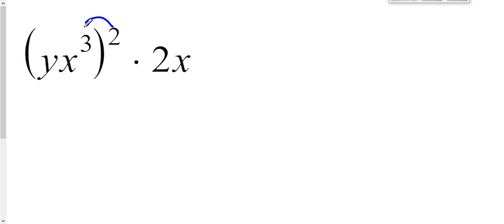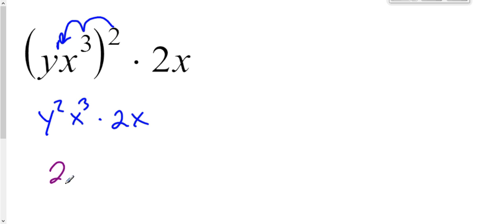Power rule goes before any of the other rules because parentheses before anything else. So we get y squared x to the 3rd times 2 times x. Nothing multiplies the 2. The x's combine to give us x to the 4th. Nothing combines with the y's. And we get our answer, 2 x to the 4th y squared, because 3 plus 1 gives us 4. And the y's just go along for the ride.